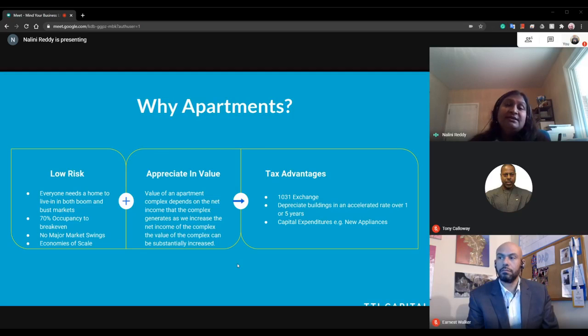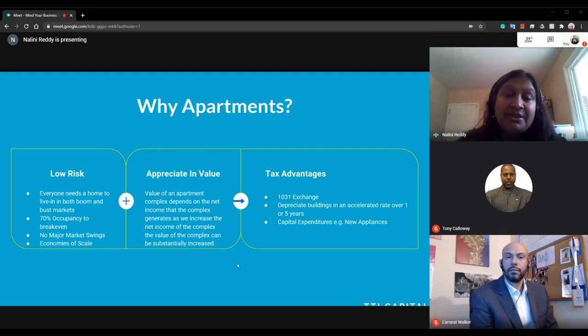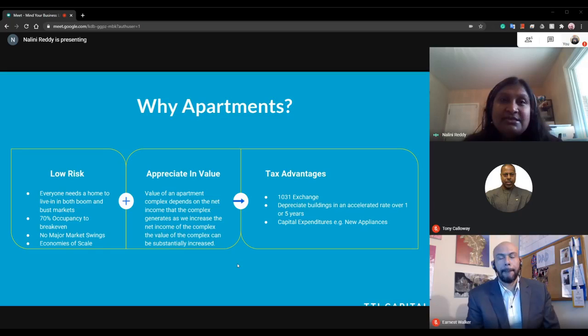So these are the top three reasons. We have other reasons as well, but these are the top three reasons why we find apartments extremely attractive and lucrative to invest in.